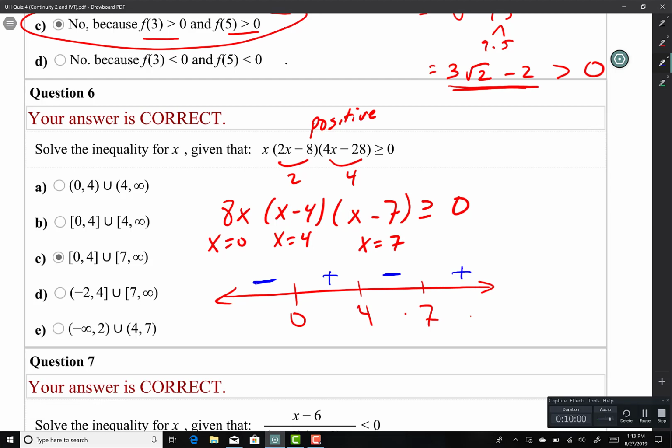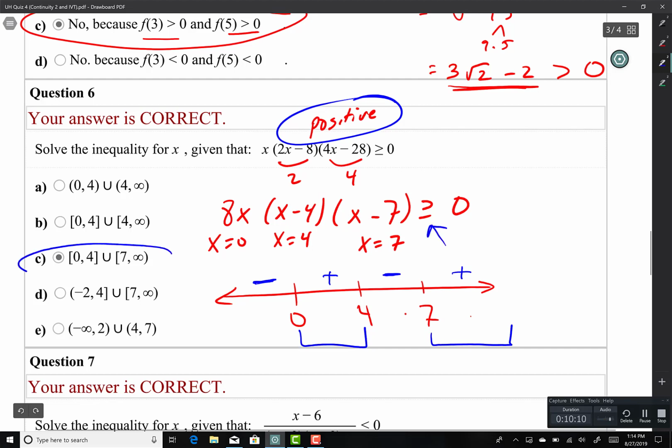So there it is. I want it positive, so between 0 and 4, and 7 to infinity. You can include 0 and you can include 4 because you're allowed to equal 0. There it is. All right, hold on, guys.